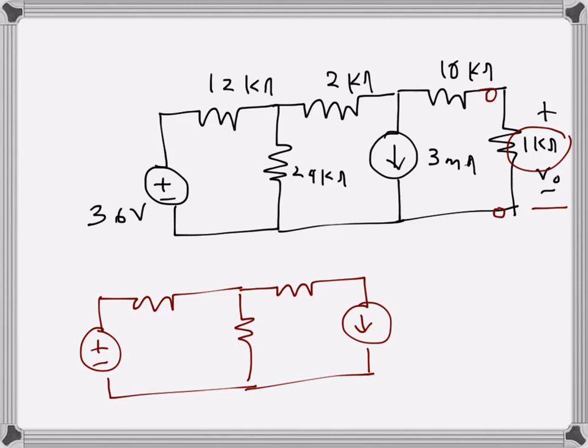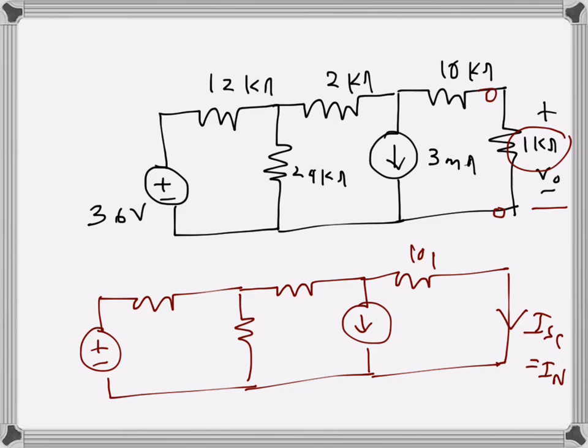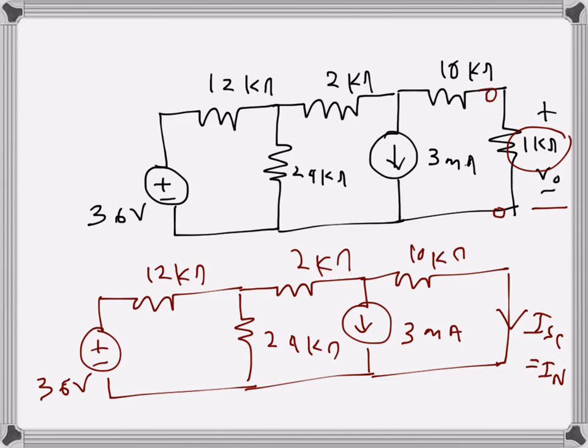Maybe I will do the Norton resistance in the next video because I don't want to make the video too long. So in this one I will just find Norton's current, which is the short circuit current, I Norton. So this is 10 kilo ohms, 3 milliamps, 2 kilo ohms, 24 kilo ohms, 12 kilo ohms, and 36 volts. There are only two independent sources, one voltage source and one current source, no dependent sources.